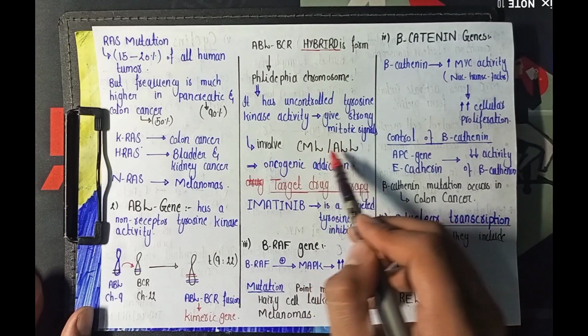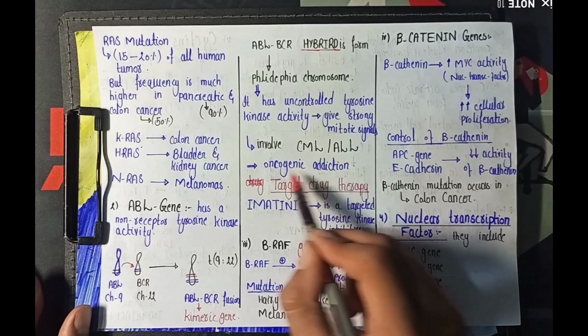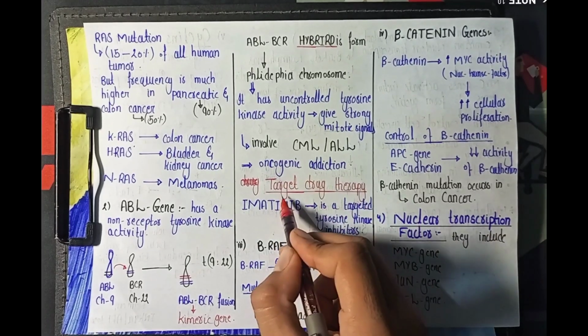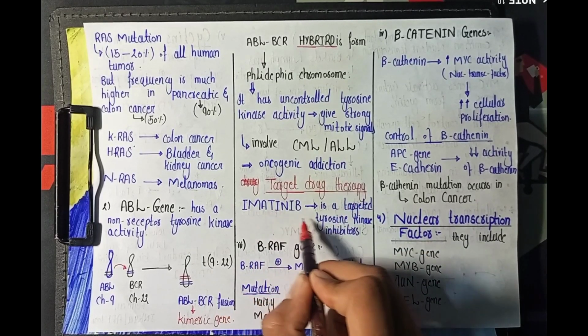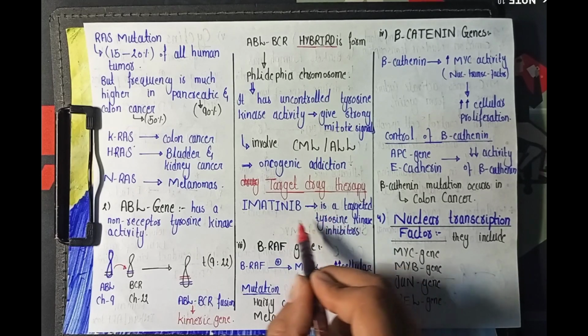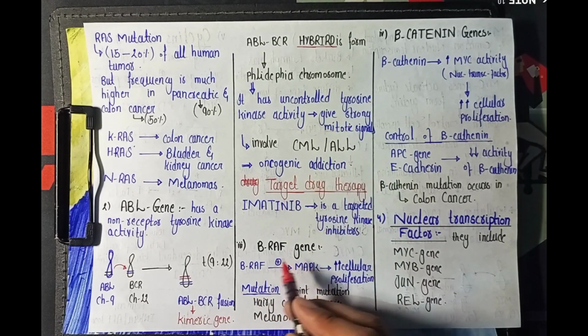And such kind of leukemias has uncontrolled tyrosine kinase activity, and such kind of addiction is known as oncogenic addiction. So to treat the leukemias, we give targeted drug therapy, like a drug known as imatinib, and this drug has a targeted tyrosine kinase inhibitor activity, and hence such a drug is used in the treatment of chronic myeloid or the acute lymphoblastic leukemia.